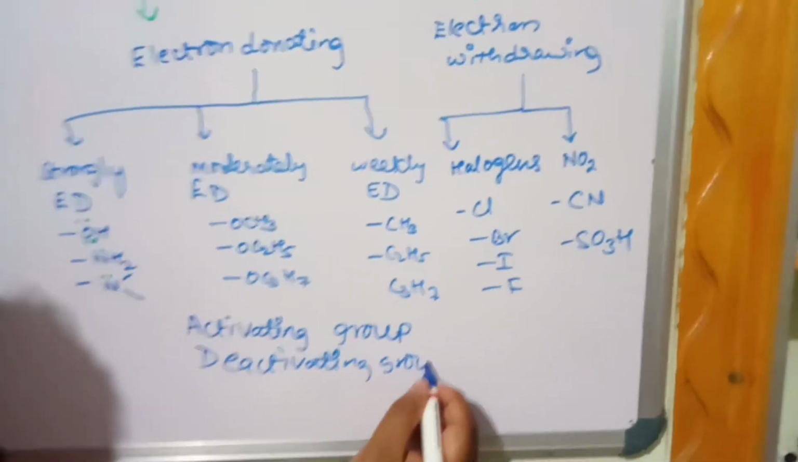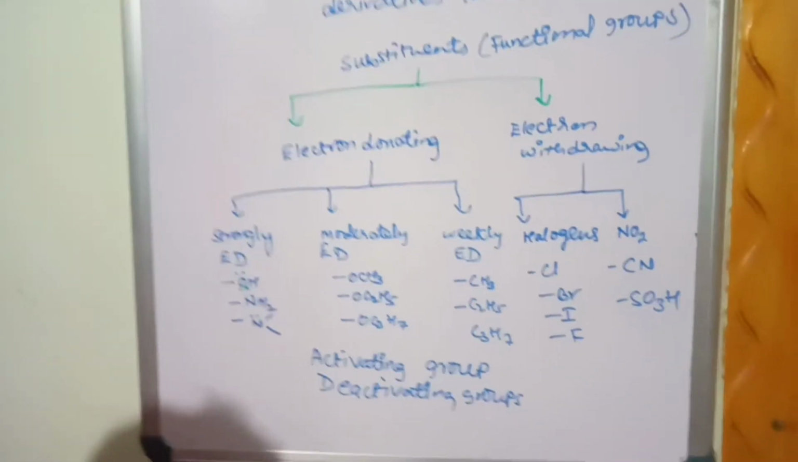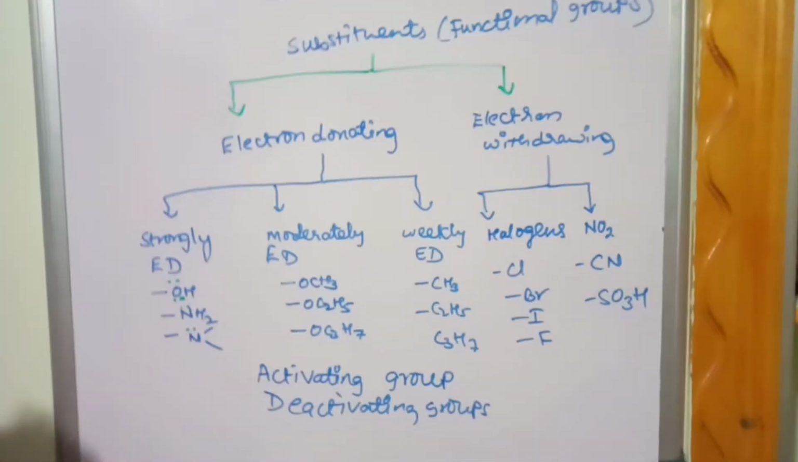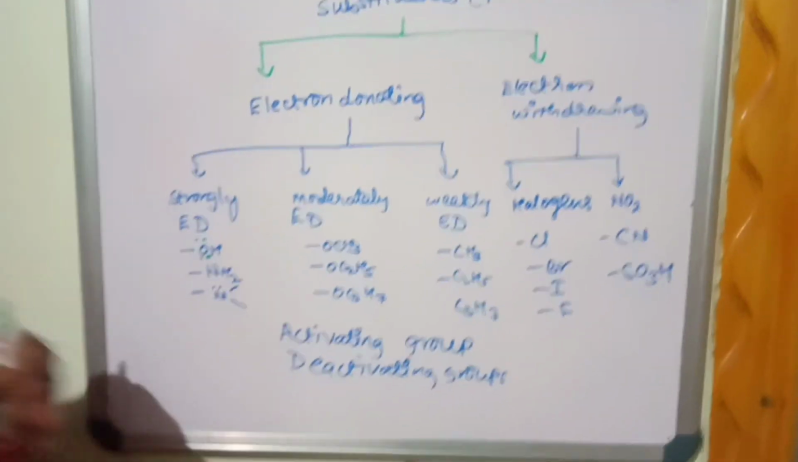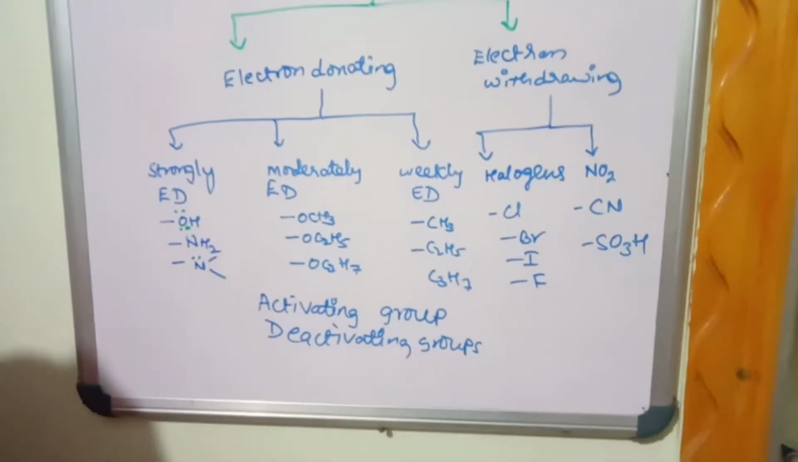So far we have discussed various types of reactions. In my previous video, if you follow, we have discussed all the important five types of reactions of benzene. Now, what are the groups that will increase the activity? What are the groups that will decrease the activity?